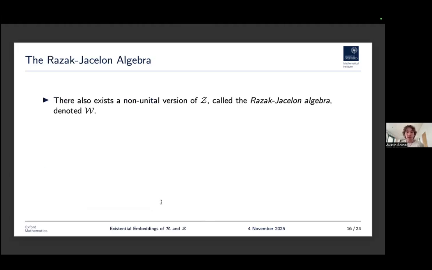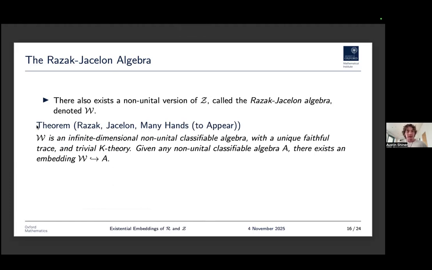There's one last algebra that I want to mention that's a pretty cool non-unital analog of Z. It's called the Razak-Jacelin algebra, which we denote W. Briefly, this is a theorem due to Razak and Jacelin for the first part, and the second part on the embeddings is going to appear in a paper due to many people, but it's going to be Classification II, the second part of this classification program. So W is an infinite dimensional, non-unital classifiable algebra with a unique faithful trace and trivial K-theory.